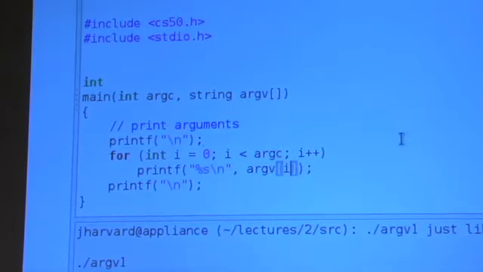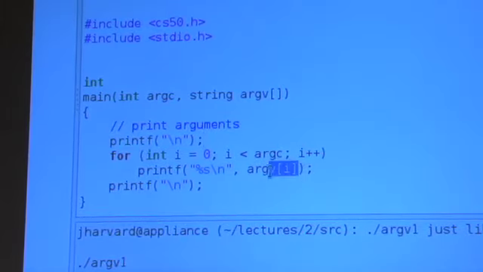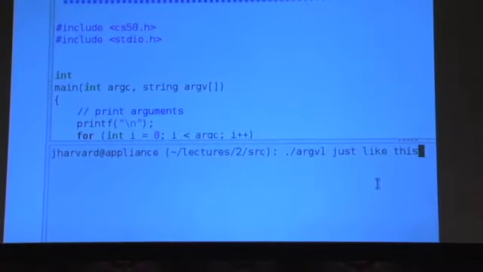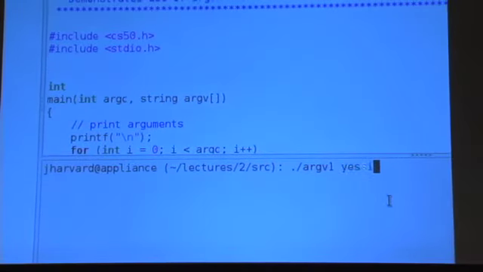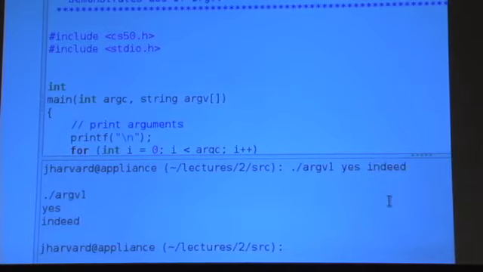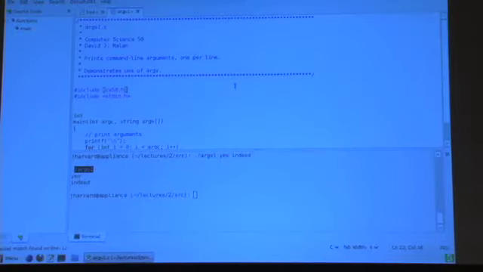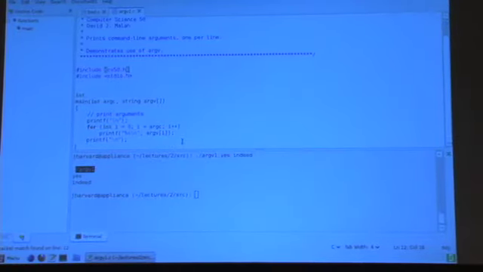So if I want to generalize this, I just say i. And this means get me the ith word that was typed at the prompt and print it out. So now I can go ahead and print this as follows. If I go back again, and I go ahead and run this, and I say yes, indeed, enter. It does exactly that. But notice, too, it's also including not just the words I type after the program's name, but also the program's name itself. So this actually means you have the ability to see what your own name is, which is sometimes useful.